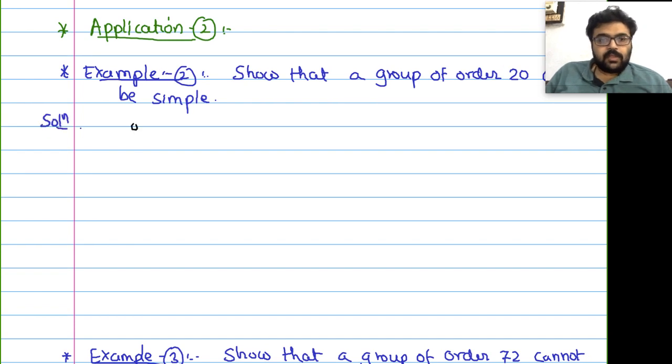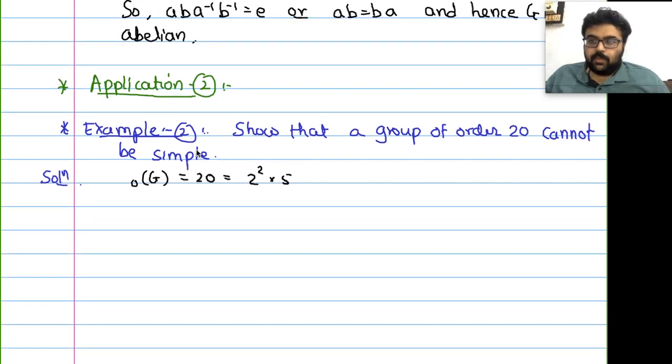Okay, so let us take order of G is 20, which is 2 square into 5. And so it has a 2 Sylow subgroup of order 4, 2 square. It has a 5 Sylow subgroup of order 5, 5 power 1.